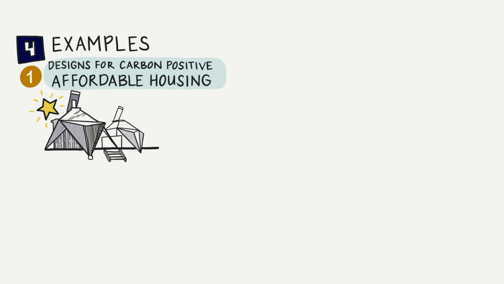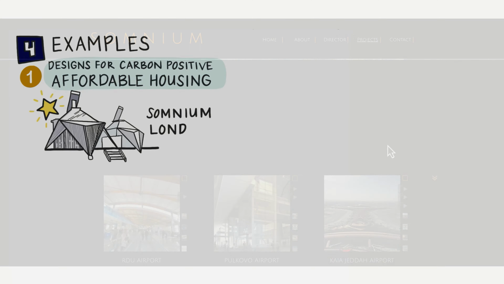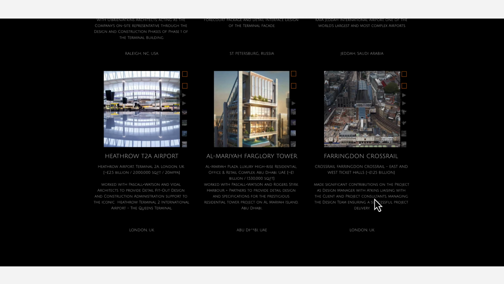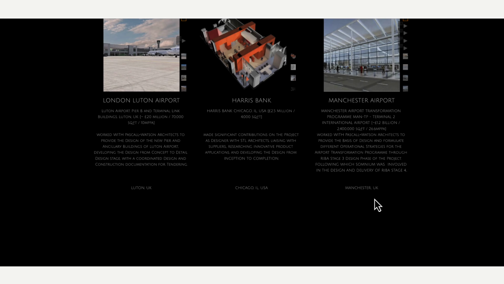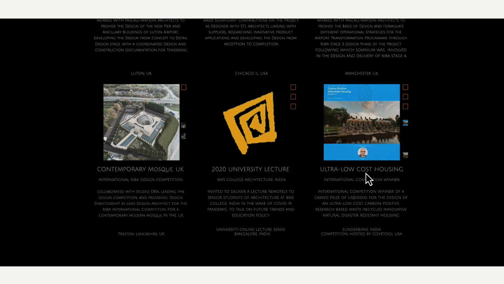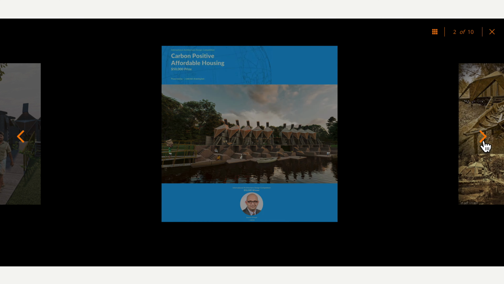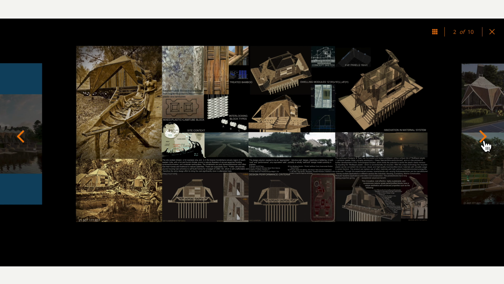I encourage you to check out the different submissions and the ways that they've used high-performance materials and the design concepts to combat this challenge that we face. The winner was Somnium London Limited with their innovative ultra-low-cost carbon-positive prototype housing design. Their submission and many others included locally sourced materials, waste recycling, use of commercial space, and also considered transport costs, community safety, and generating opportunities for the local community.